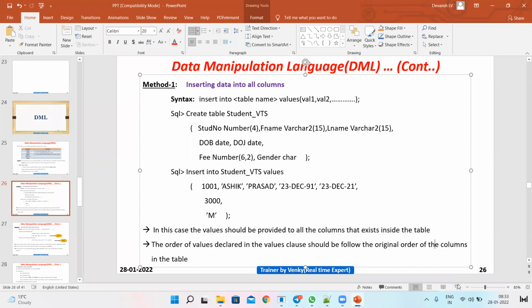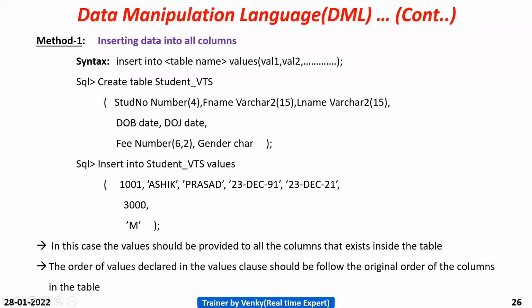Okay, next, in order to declare the values, you should follow the original order of column names in the table. That's one thing we discussed, right? You should follow the original order of the columns. Okay, that is inserting data into the columns. First one is you should follow the original order of the columns while you are inserting the data. Another one is the values should be provided for all the columns existing inside the table only.